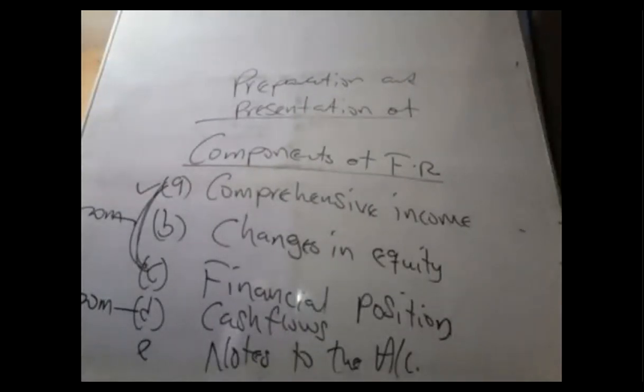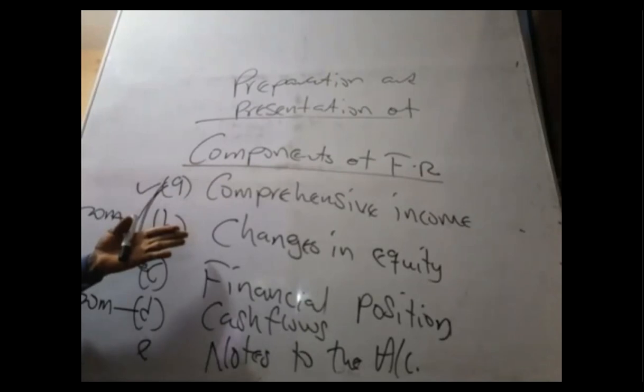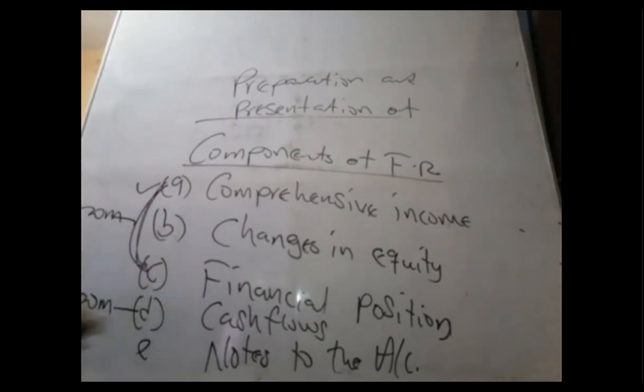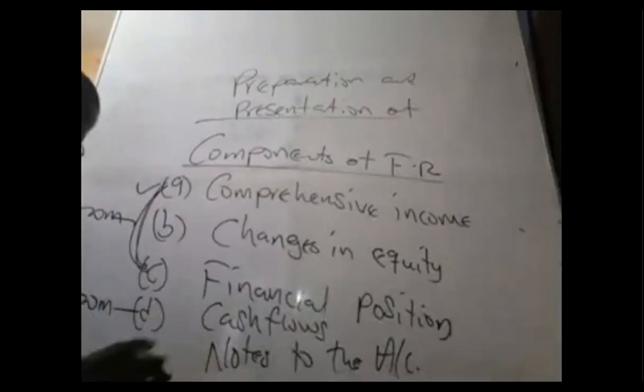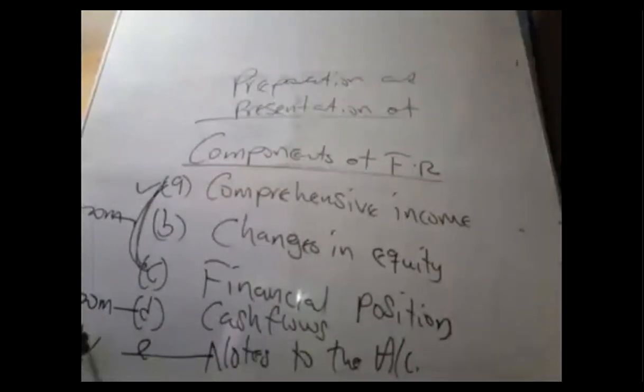So let's go straight to the point. The statement of comprehensive income takes your performance. The statement of changes in equity shows the effect on equity. The statement of financial position gives you the financial stand. The cash flow statement states the movement of cash in and out of the organization. Basically, that is the financial statements. The notes are your workings. You will show all workings, how you arrive at the figures in your financial statements.